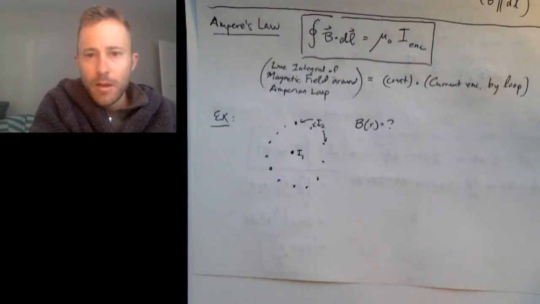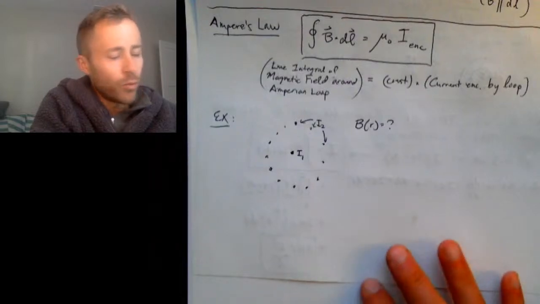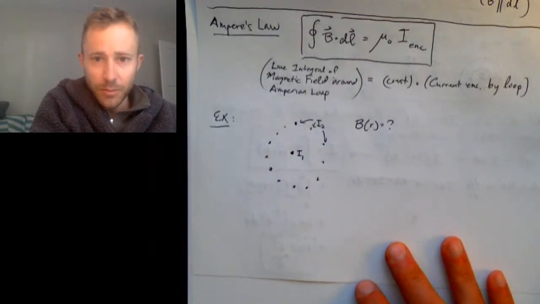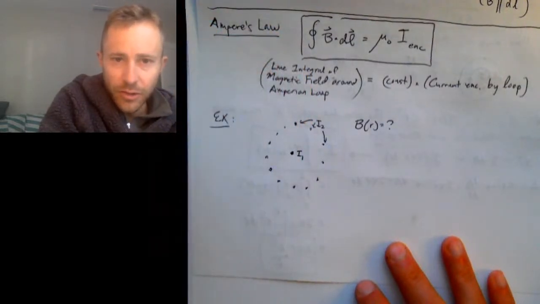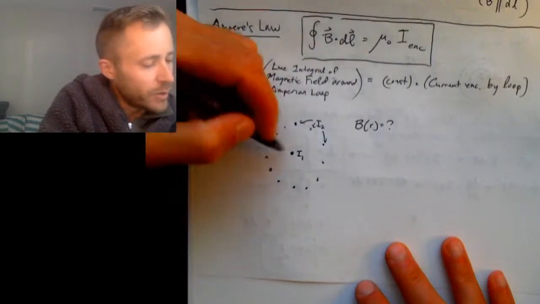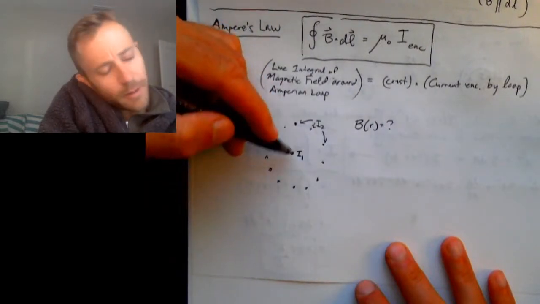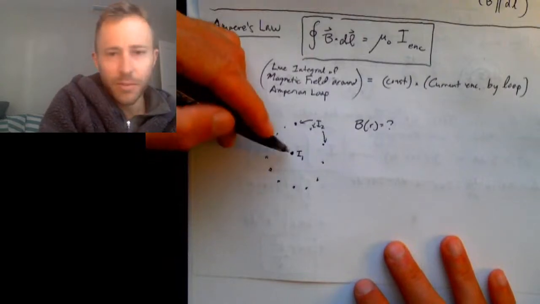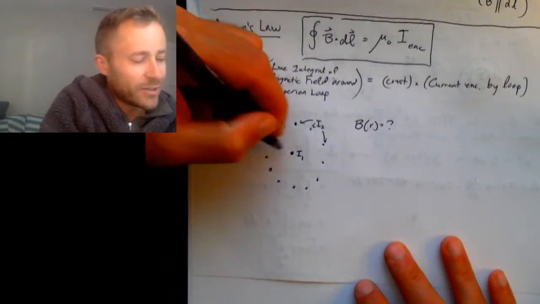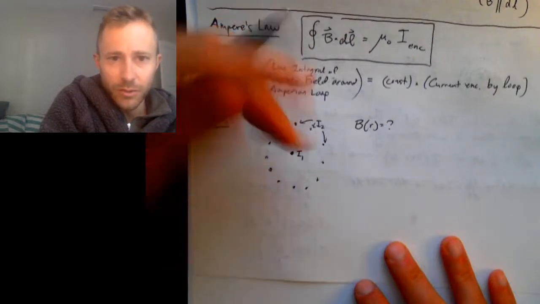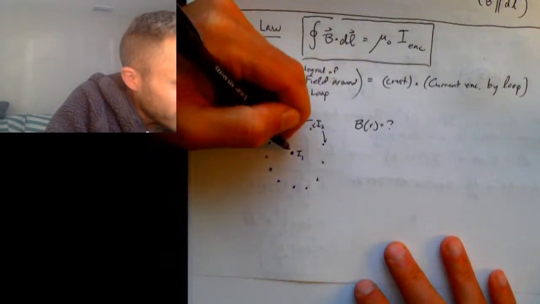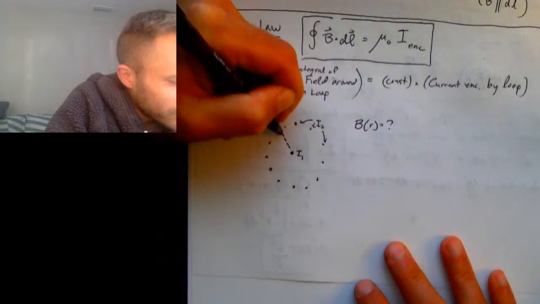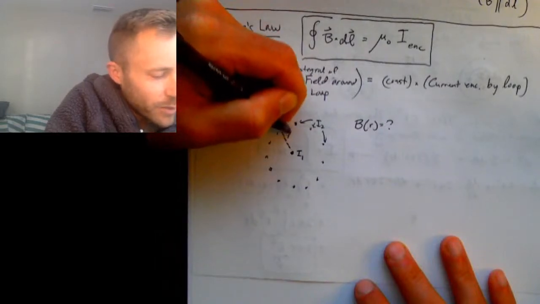Okay? So basically, we are going to have an Amperian loop that is a circle, and the radius of that circular Amperian loop is going to determine how much current is enclosed. So, by the way, I need to give the radius of this. So let's say it goes out to a radius of big R.